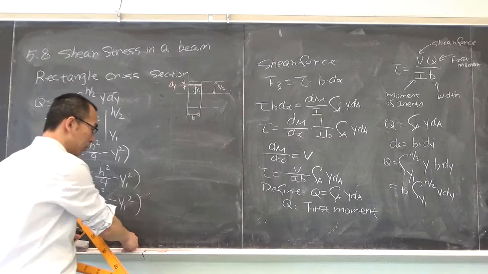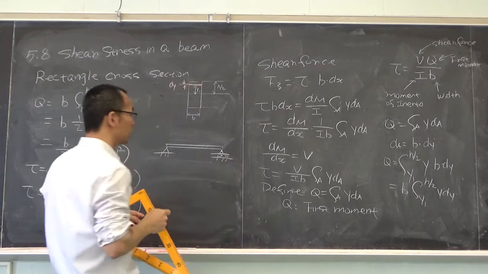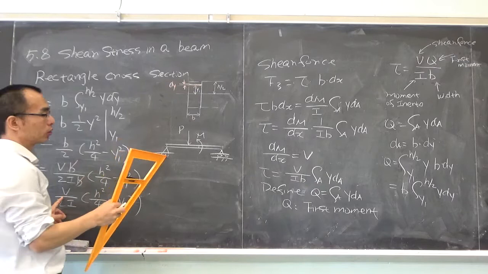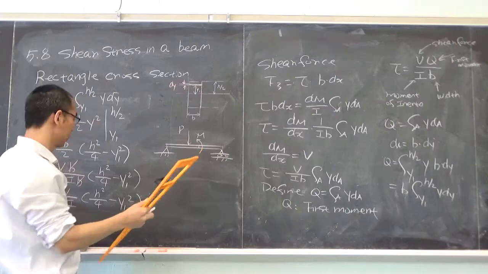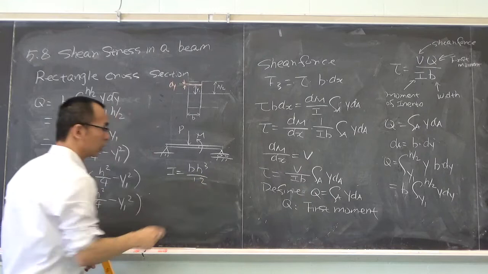So if you have a beam, no matter what kind of beam, a cantilever, a simple beam, a simple beam with an overhang, you give a load, you give a moment. We can calculate the reaction forces here and here, then we can calculate the shear force at any point in the beam. So this is the shear force. Moment of inertia, because it's a rectangle cross-section, we know the moment of inertia will be equal to this one. If we know the dimensions, b and the height, we can calculate the moment of inertia.